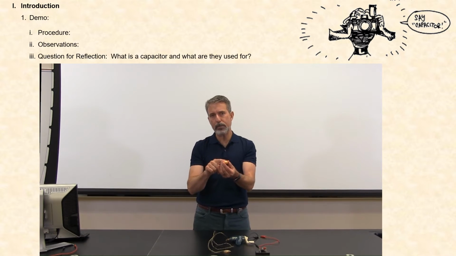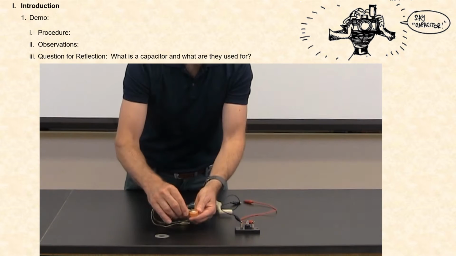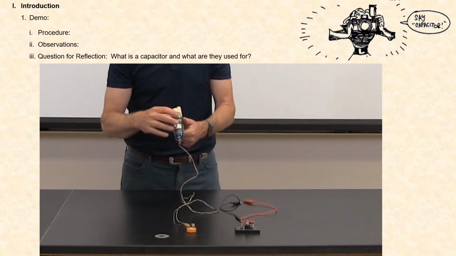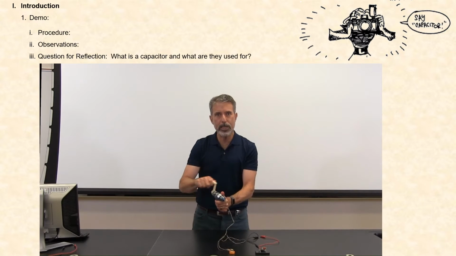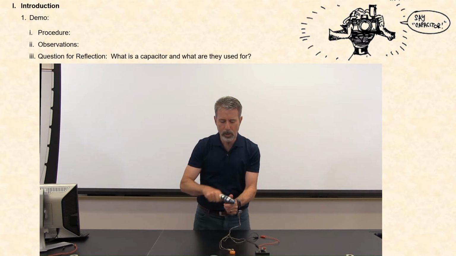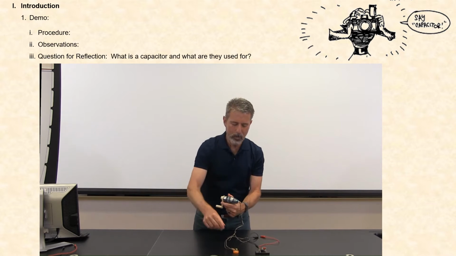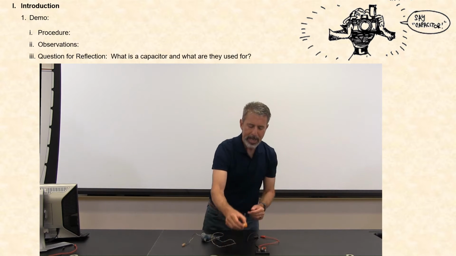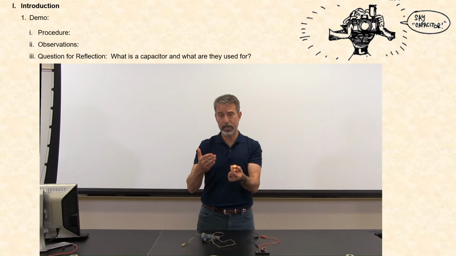I could charge this capacitor with a battery, but I'm going to use this hand crank generator so you can visually see the work I put into transferring the charge from one plate to the other. You can see that I'm doing work here. And I will disconnect the hand crank generator. This capacitor is now in a charged state, storing charge and electric potential energy.